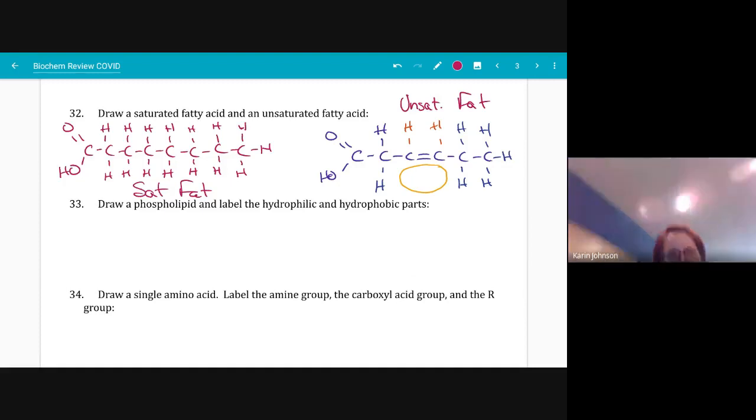All right, drawing number 33. Draw a phospholipid and label the hydrophilic and hydrophobic parts.